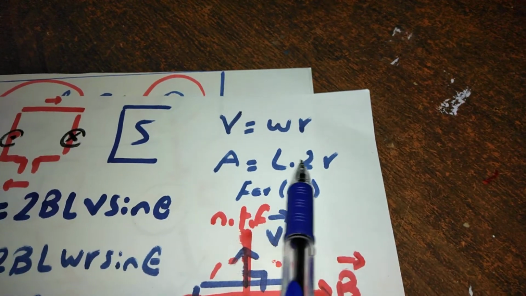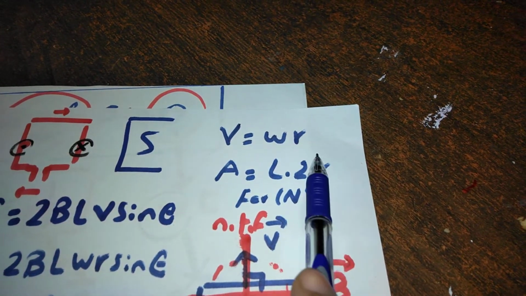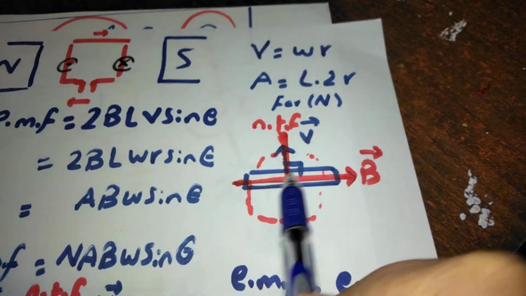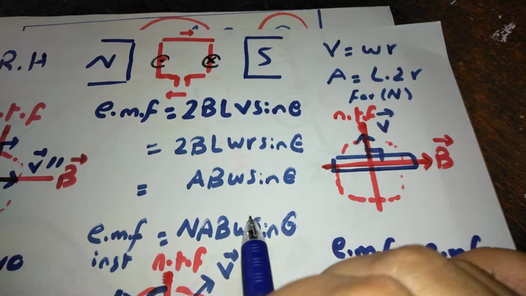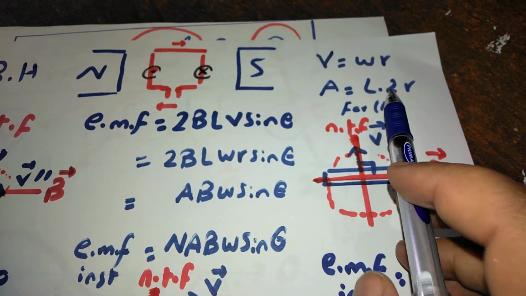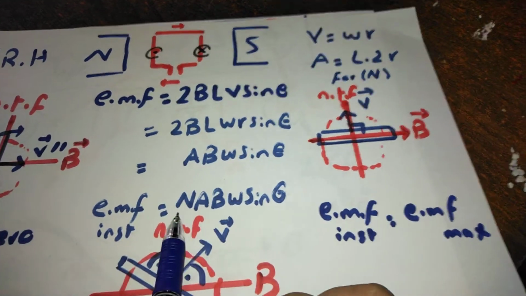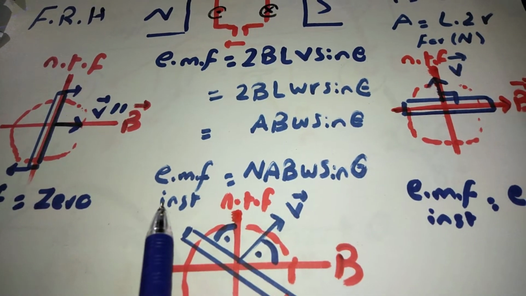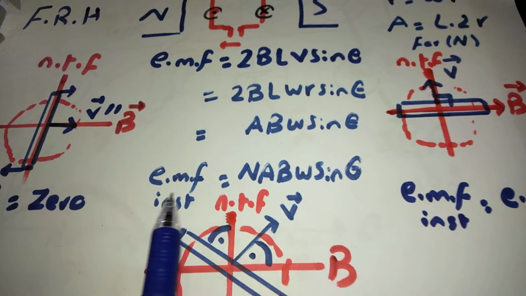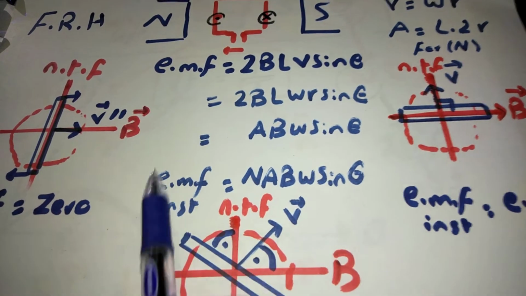And as we know, length times width equals area, and the width here is equal to the diameter of rotation. So we substitute A for L times 2r in the deduction, and in turn the final formula is going to be the instantaneous electromotive force during rotation equals NBAω sine theta.